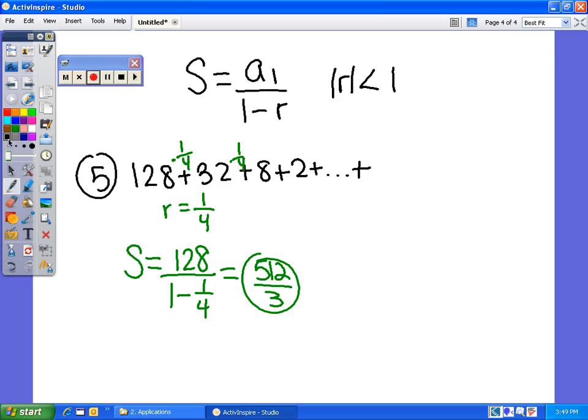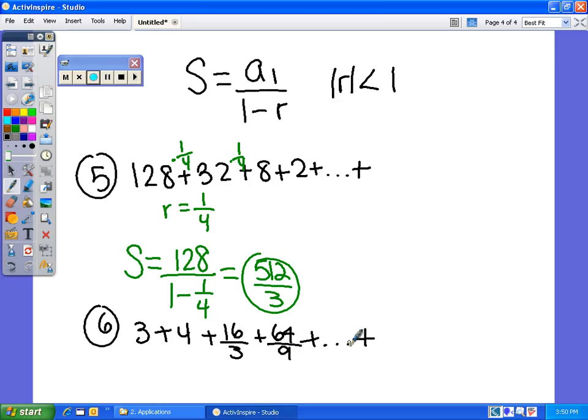Alright, number 6 is 3 plus 4 plus 16 over 3 plus 64 over 9 plus dot dot dot. Well, I see that this is an infinite series, so I definitely can try to use the formula, but the one thing I have to look for is the ratio. To find the ratio, I'm going to divide 4 by 3, then 16 over 3 divided by 4, etc. And I find out that my ratio is equal to 4 over 3.